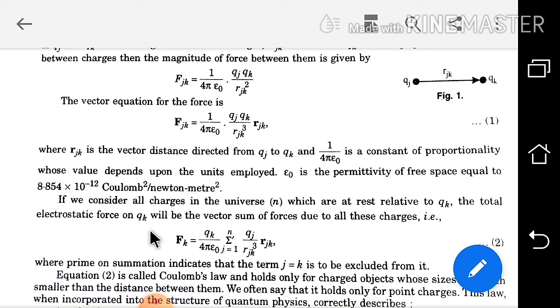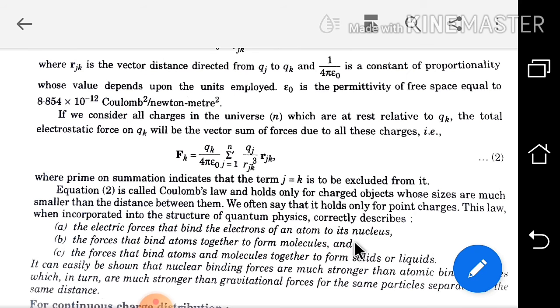If we consider all charges in the universe which are at rest relative to Qk, the total electrostatic force on Qk will be the vector sum of the forces due to all charges. Now this equation is called Coulomb's law and holds only for charged objects whose sizes are much smaller than the distance between them. We often say that it holds only for point charges.